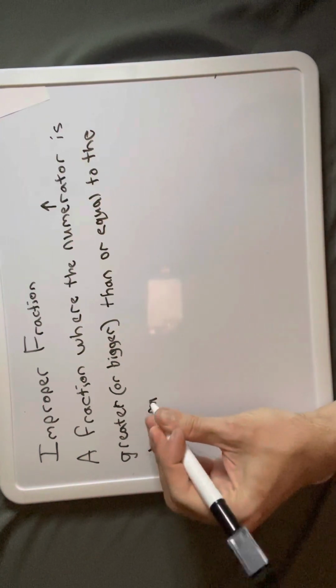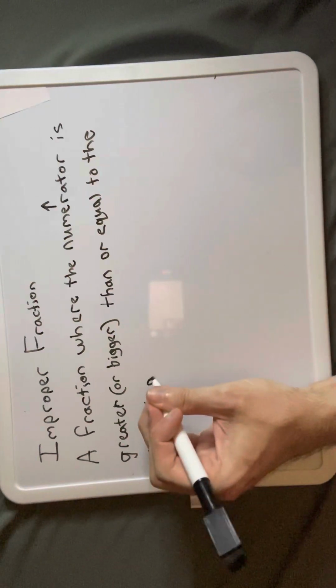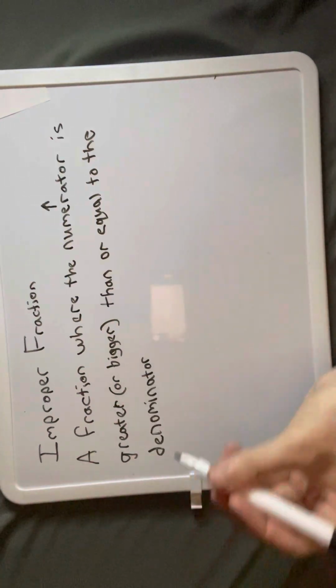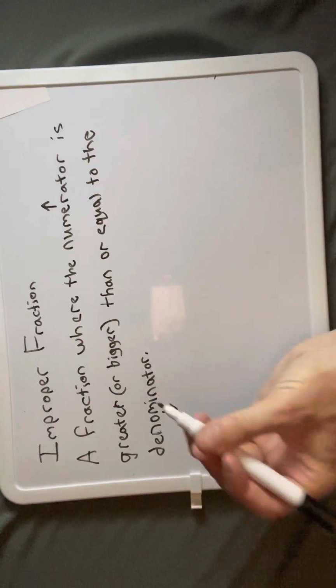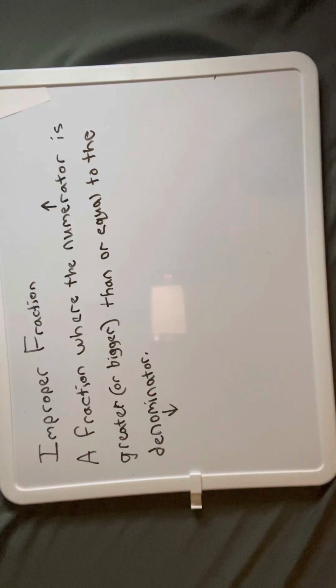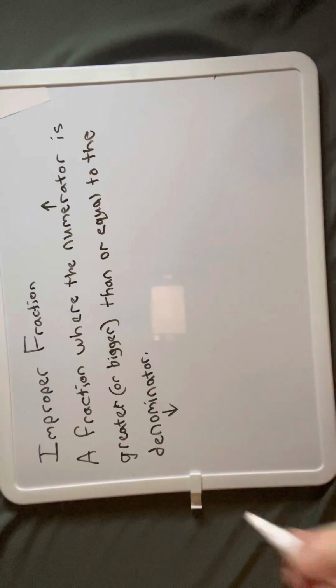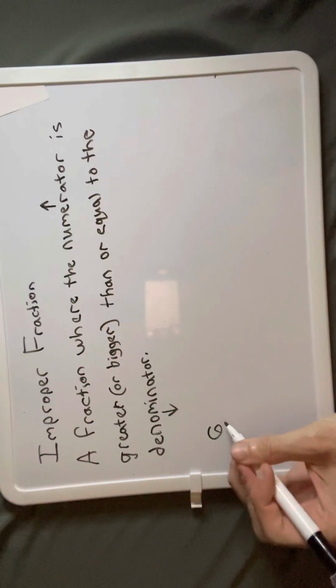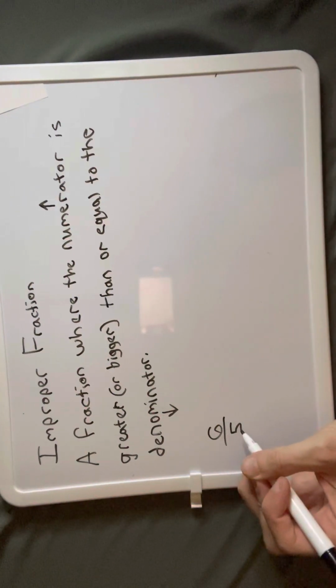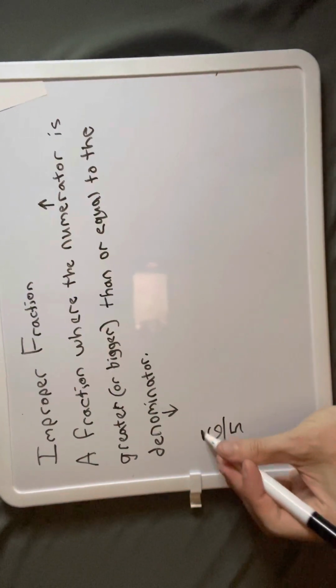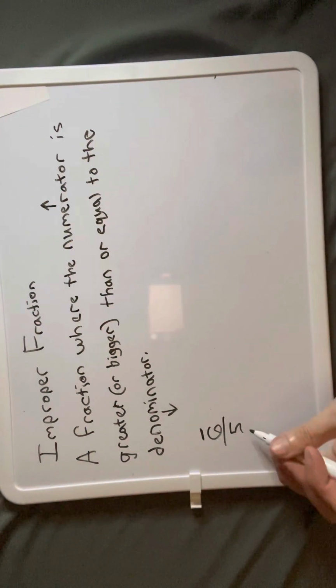D-E-N-O-M. Denominator. Equal to the denominator, the bottom number. So what this means is, if it's greater than, it could be 6/5. That is an improper fraction because the numerator is greater than the denominator.